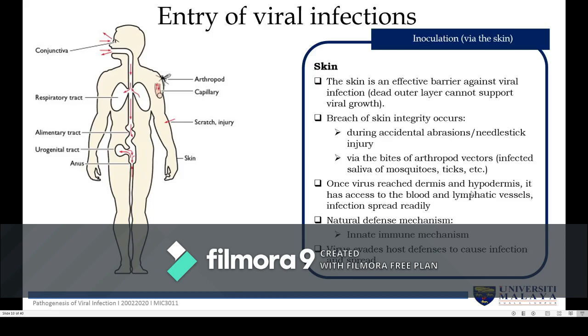So once the virus reaches the dermis and the hypodermis, yeah, it has access to the blood and the lymphatic vessels, so it can cause the spread of the infection. So you know that this is your dermis, this is the epidermis, keratinocytes. So when the virus is on here, nothing happens. Yeah, it cannot cause an infection because it cannot get in. Yeah, and the cells there are dead, so they cannot support viral growth. But then when it gets in because of an injury, or when mosquitoes try to feed on you, yeah, then it can cause a breach of the skin and can cause the transfer of the virus.